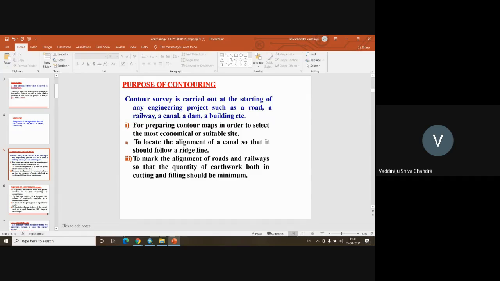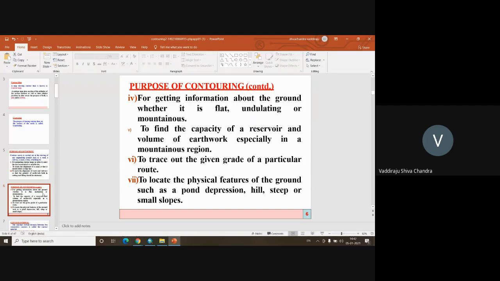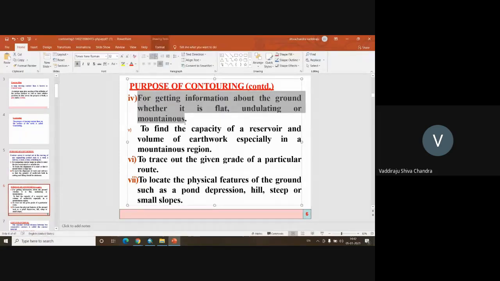It is also applicable for a watershed. We need information on ridge lines or valley lines in order to delineate the watersheds. And to mark the alignment of roads and railways so that the quantity of earthwork, both in cutting and filling, is minimum. This I already explained. And these are general purposes of contouring, whether the ground is flat or undulating or mountainous. Why is this information required? Why is the contour map required? To understand this point.